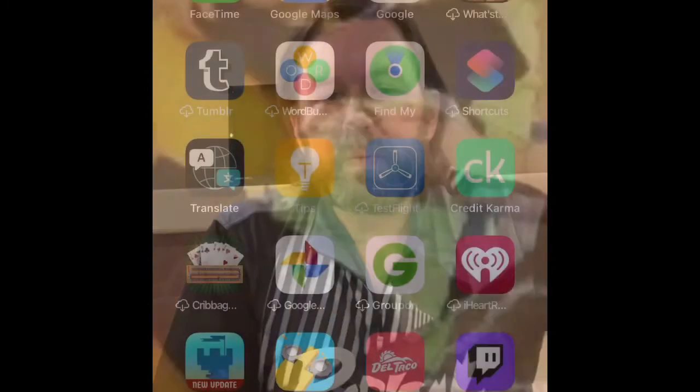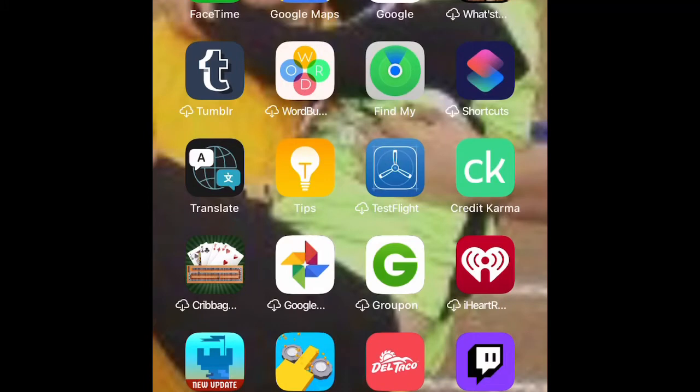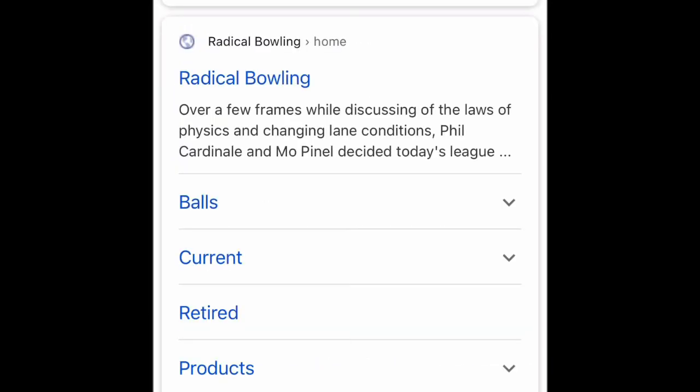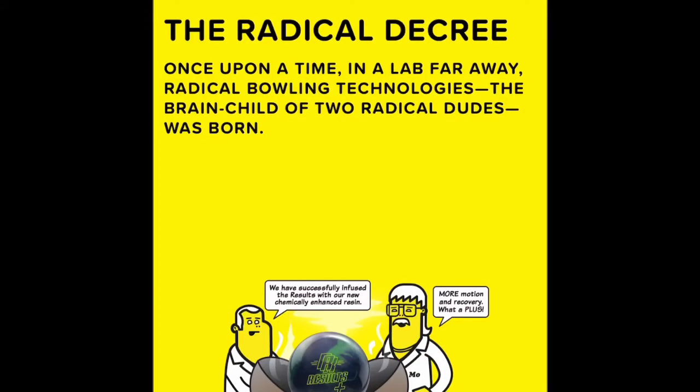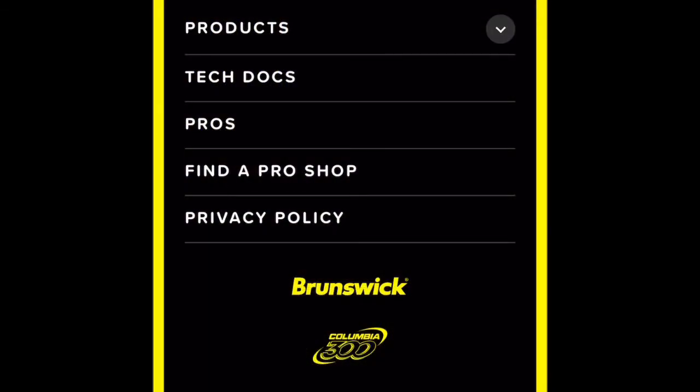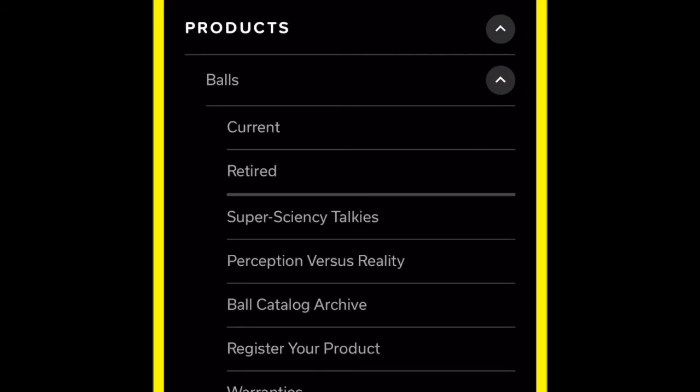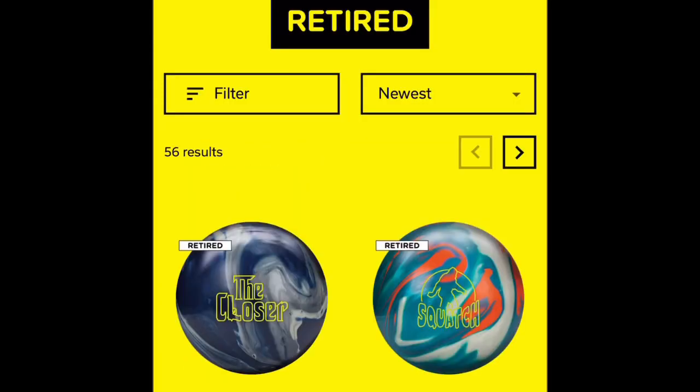So here we go. Okay, so what I want to do now is go into the Radical Bowling website and find the technical data for the Radical Ridiculous. So we're going into Radical Bowling, and we are going to go into the retired bowling balls. We're going to find them in the products, then the balls, then click on retired. Then once that comes up, we can go search for the Ridiculous.